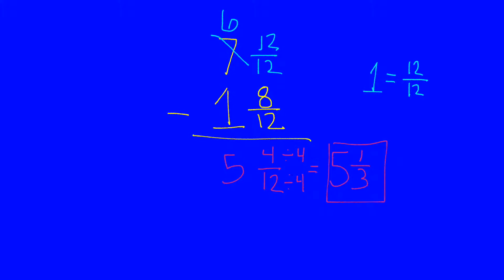So what did we do here? We could not subtract nothing, or 8/12 away from nothing, so we had to regroup our 7 to make it 6 and 12/12. We chose 12/12 because of the denominator, so we could subtract easily. And once we had 6 and 12/12, we just subtracted our fractions. 12/12 minus 8/12 is 4/12, and 6 minus 1 is 5 for the whole numbers. And then we simplified.